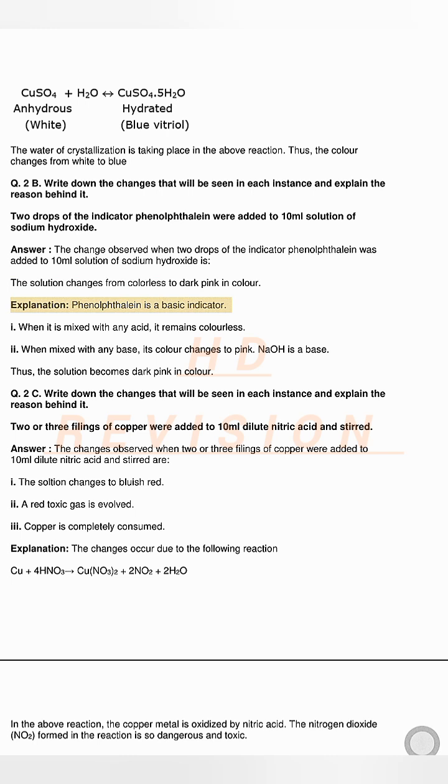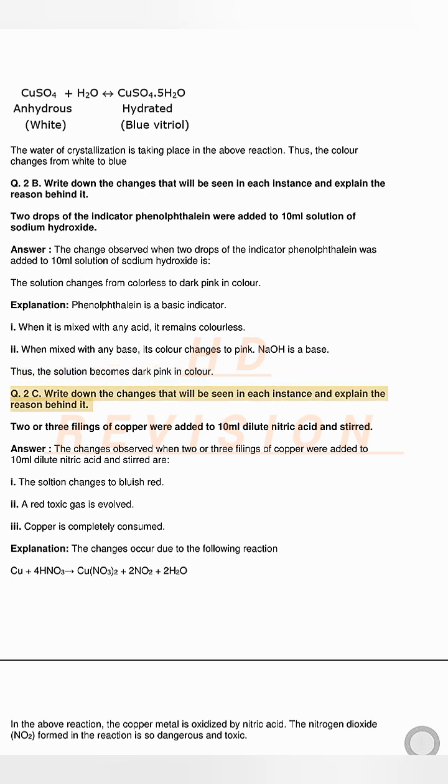Explanation. Phenolphthalein is a basic indicator. I. When it is mixed with any acid, it remains colorless. II. When mixed with any base, its color changes to pink. NaOH is a base. Thus, the solution becomes dark pink in color.